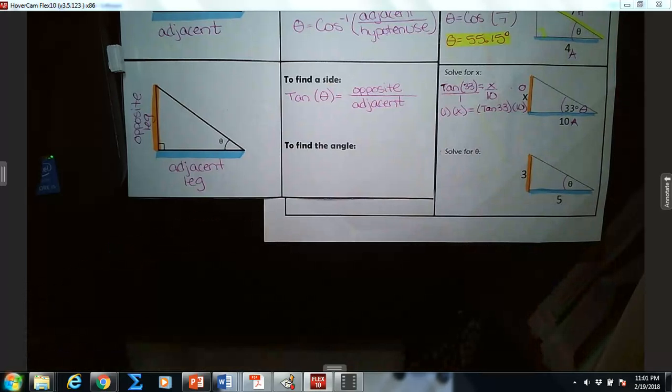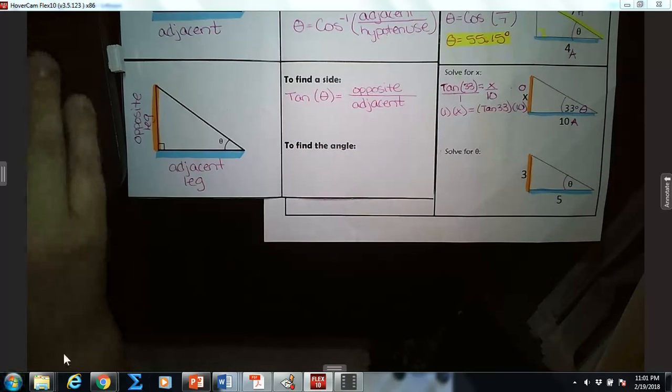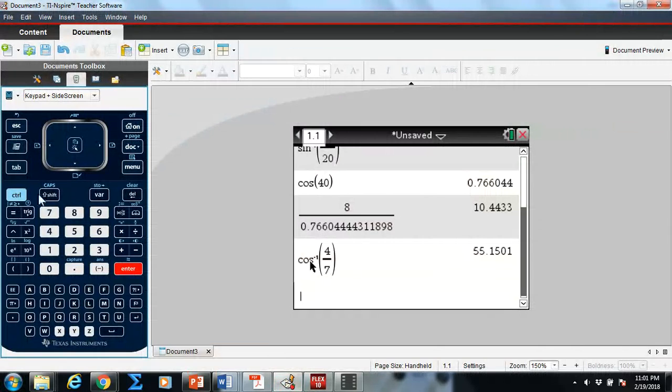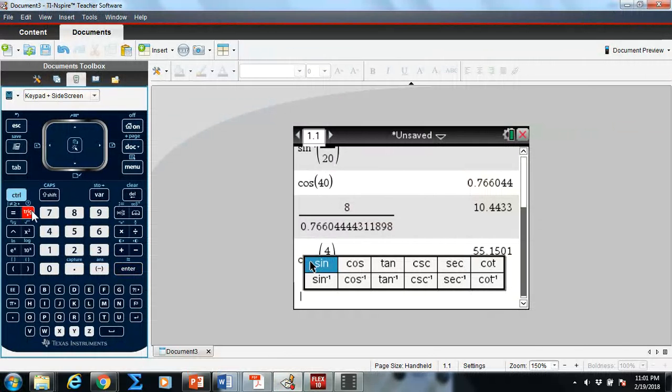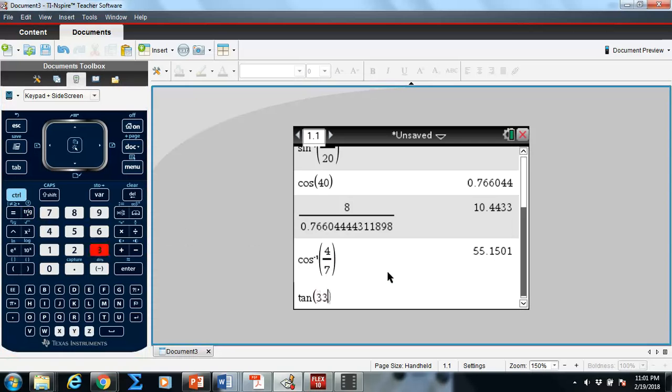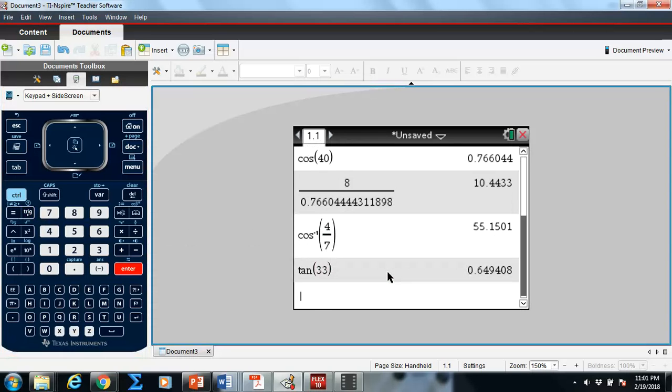All right, well, this is certainly where I'm going to need my calculator, so I'm switching screens. Trig button, tangent 33. Tangent 33 is 0.649408.